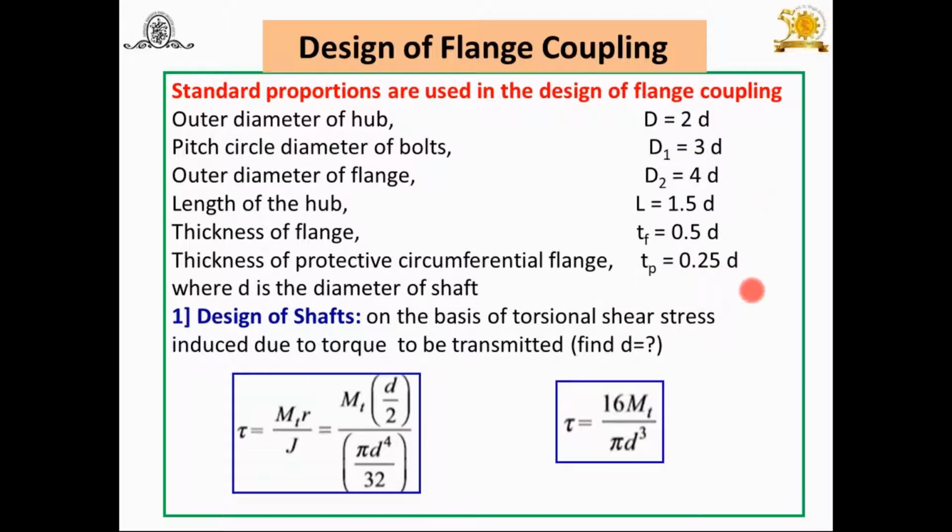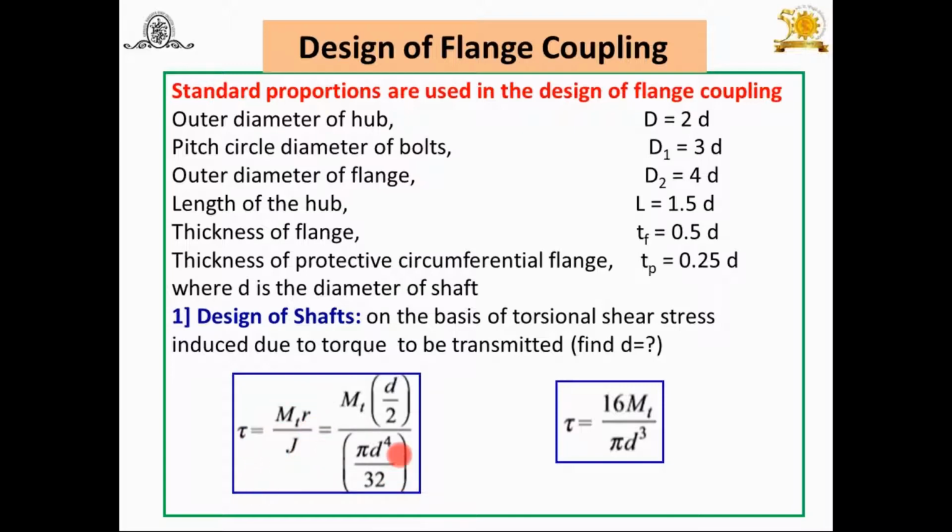So first of all, let us find out the design. First step is design of the shaft and finding the shaft diameter, that is small d. How to find it? You know very well, to transmit the torque, torsional shear stresses are going to be induced in the shaft. In second year, and in the first unit of design of machine elements, you studied how to find the torque transmitted by the shaft. We know the simple expression, tau is equal to Mt r by J.